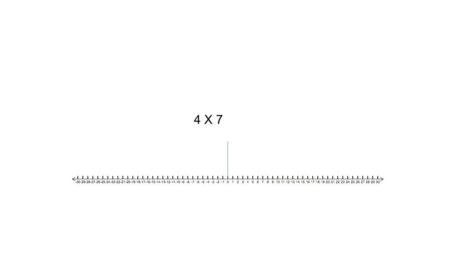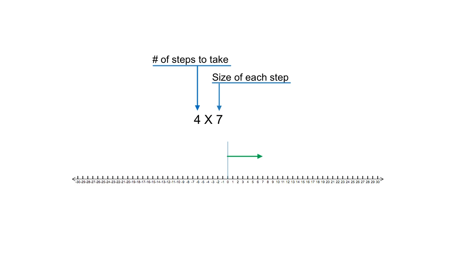Let's agree that the first number in a product is the number of steps we're about to take. Then let's agree that the second number is the size of each step we're about to take. In this case, we're going to take 4 steps of size 7 units. This is equivalent to starting off at 0 and going right 28 places. This is what we mean by multiplication. And since multiplication is just an extended version of repetitive adding, this should make perfect sense.